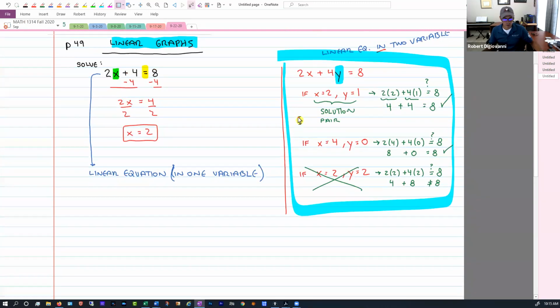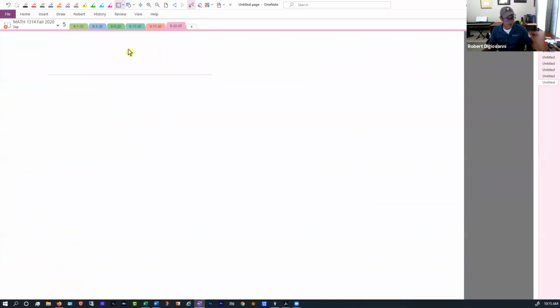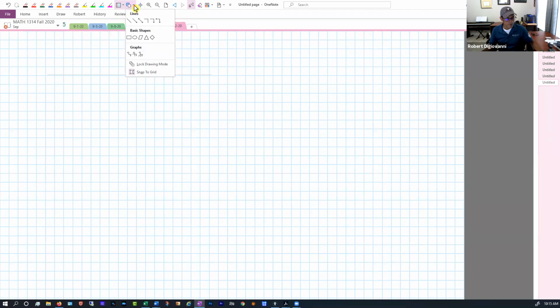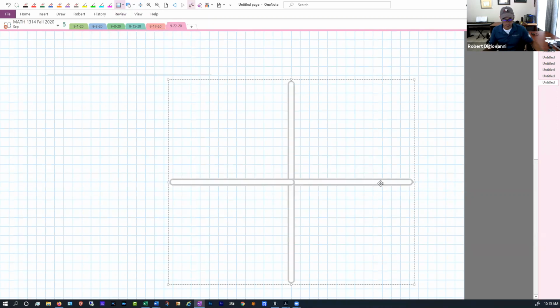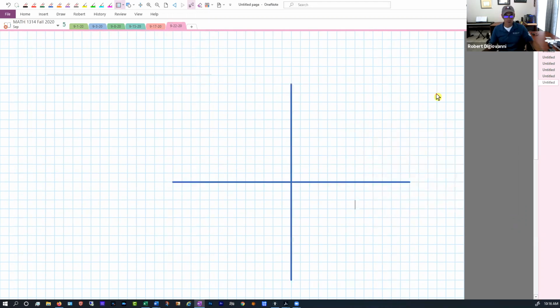So what I'll do is, I think I'll start a new page. I'm going to change my paper to graph paper instead. I'm going to insert a graph into this. And that's not going to work because that's white. Let's go with blue. Okay, so what I have here is our standard two-dimensional coordinate system. This is what is called our x-axis, and this is called our y-axis.